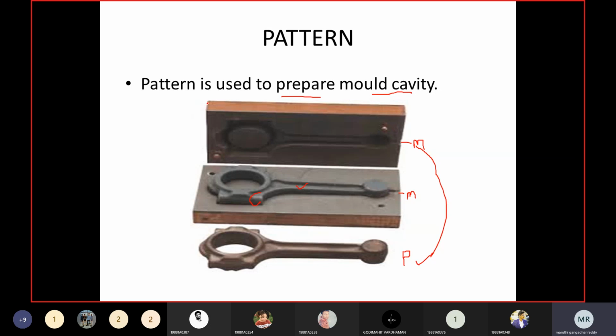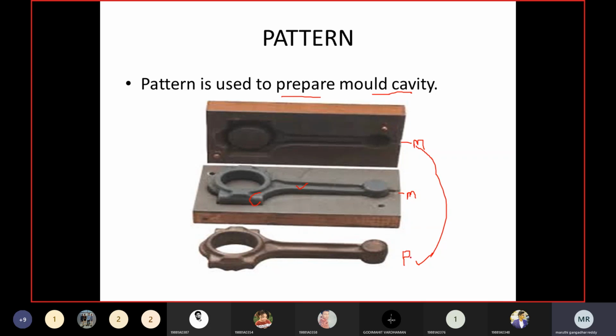What is the purpose of the pattern? The pattern is used to prepare the mold cavity. What is the meaning of the mold cavity? You can observe the impression of the pattern that is created in the sand. This is called molding sand, and the impression of the pattern created in the molding sand is what I am calling a mold cavity.